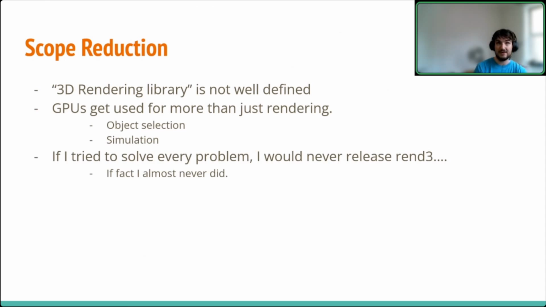People use it for simulation. People use it for object selection. You have a massive scene. You want to click on a thing and figure out which object you're clicking on. You can use the GPU for that. But there's so many problems you can solve in this space. If I solved every one of them, I would never release rend3. And that almost happened to me twice.